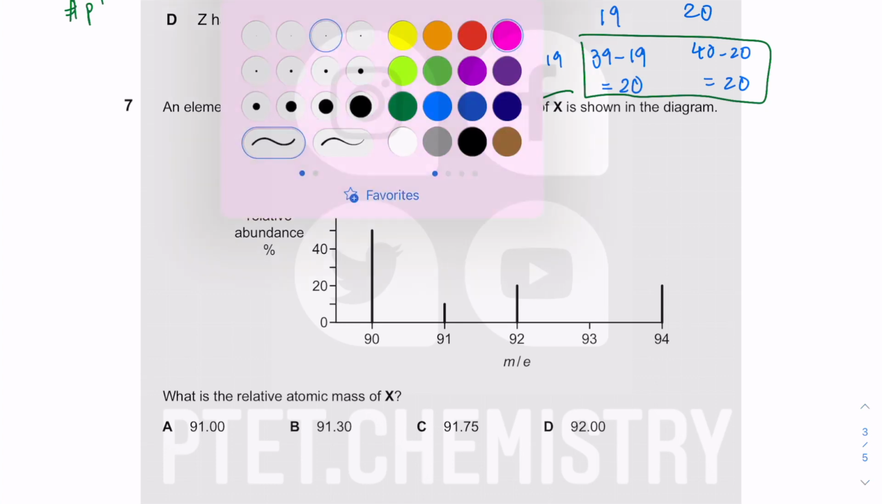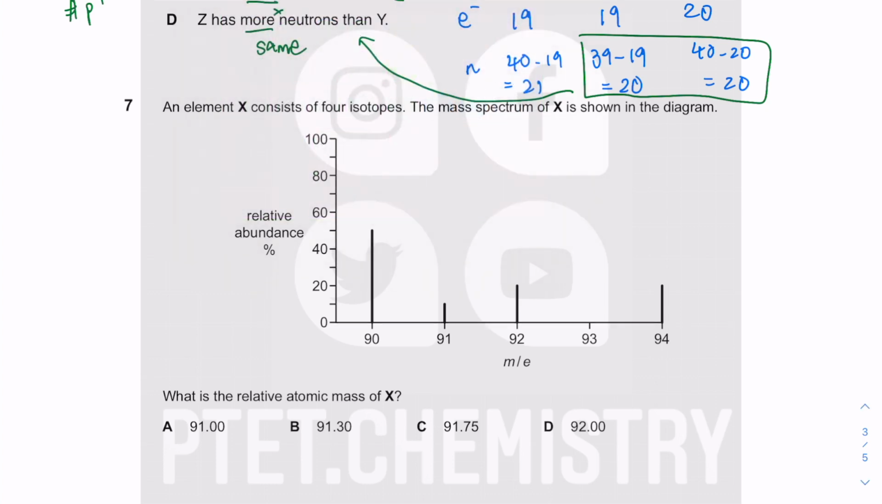Question 7 is one of those things that are new in your syllabus starting from 2023. This used to be covered only in the first year of A-level, but it seems they're trying to make O-level a bit more challenging by incorporating this idea on the mass spectrum of the individual isotope. So we know that isotopes are atoms of the same element with the same proton number but different mass number.